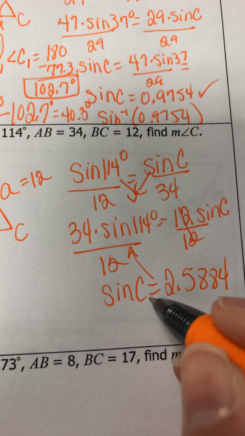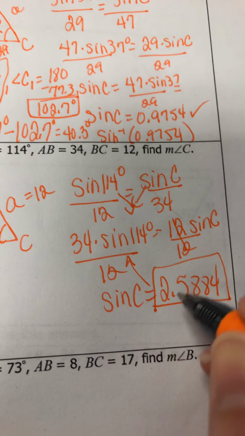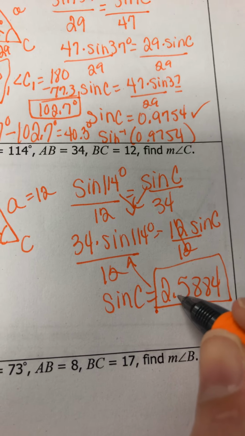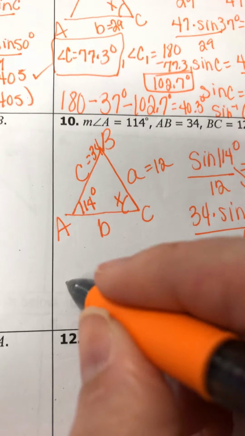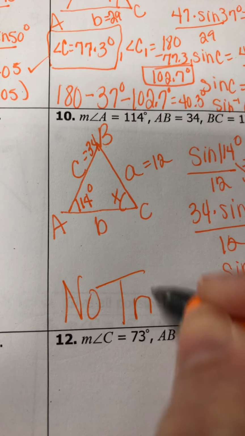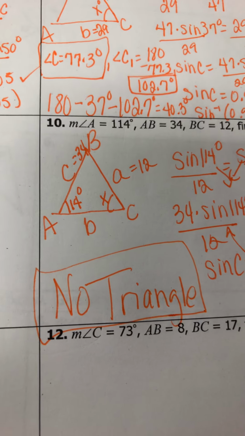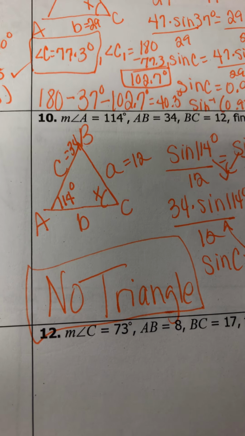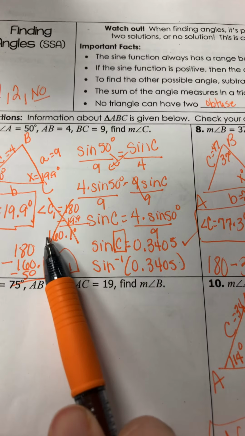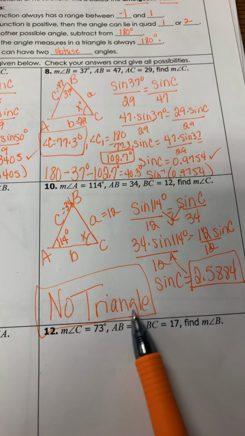The sine of your angle has to be in between -1 and 1. Well, that's not in between -1 and 1. So what that tells me is it's out of my range. So no triangle can be formed from these measurements. Okay, so this is a no solution. No triangle, no solution. So with side-side-angle, you can have one triangle, two triangles, or no triangle at all.